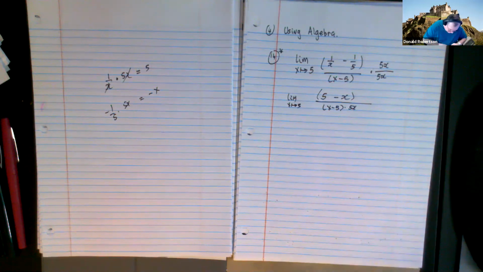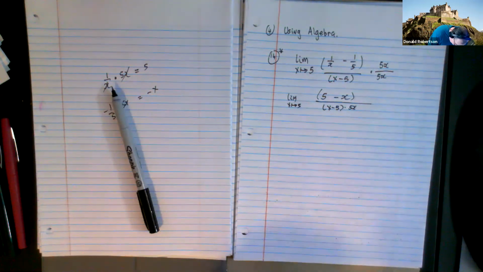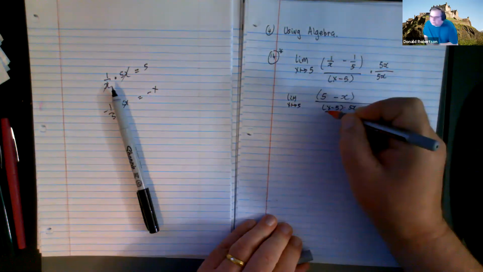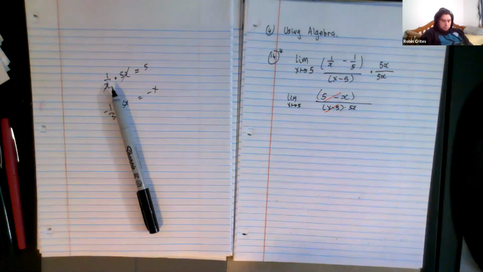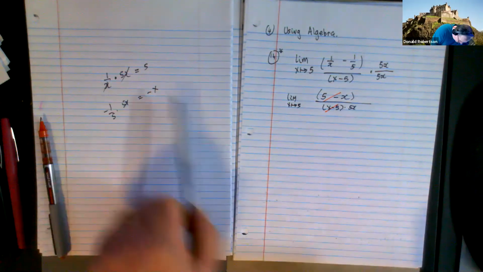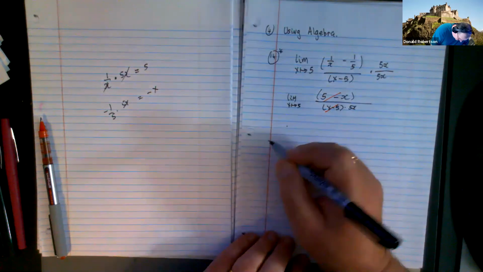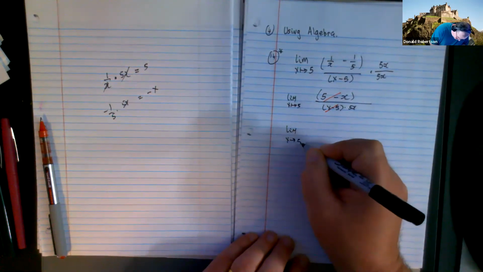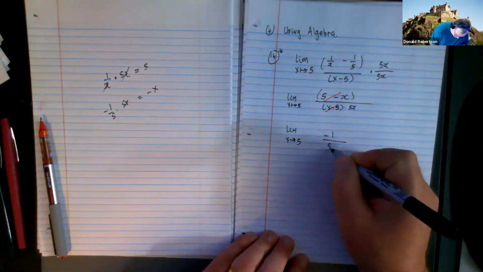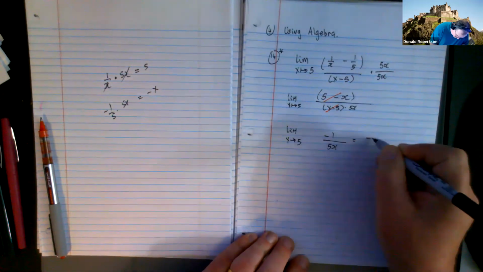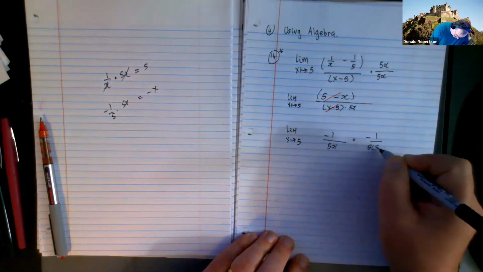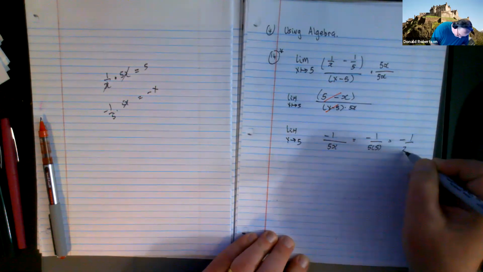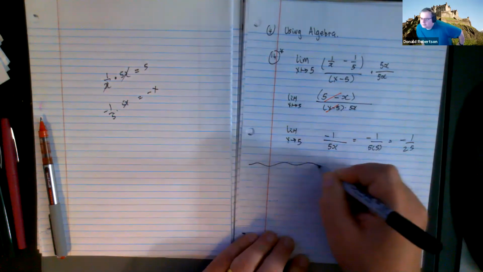Now, look really carefully because this has happened before. Can I cancel those? -1, right? So what we're now going to get is the limit as x tends to 5 of -1/5x. Oh, -1/5 times 5, -1/25. We're done.